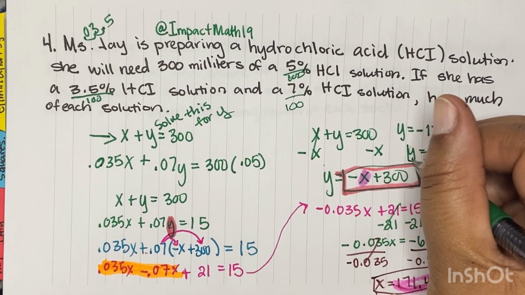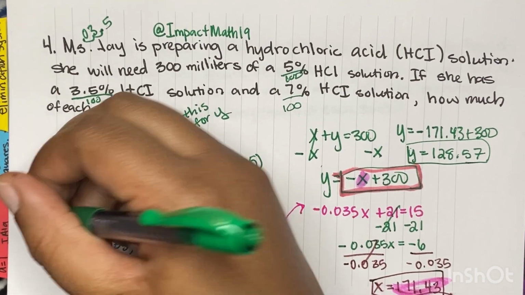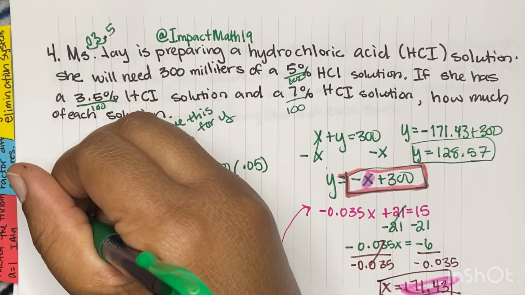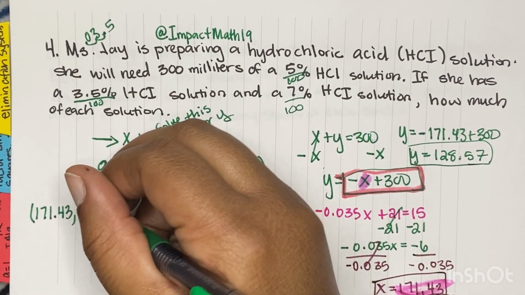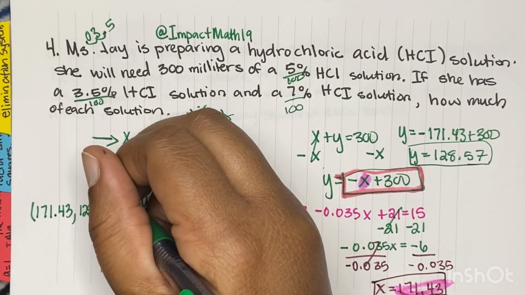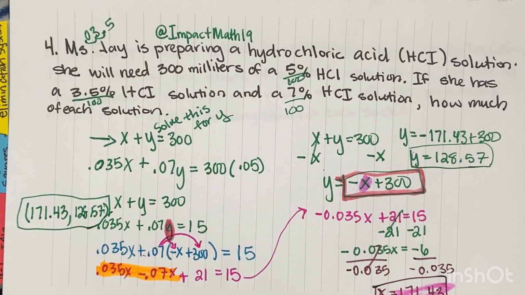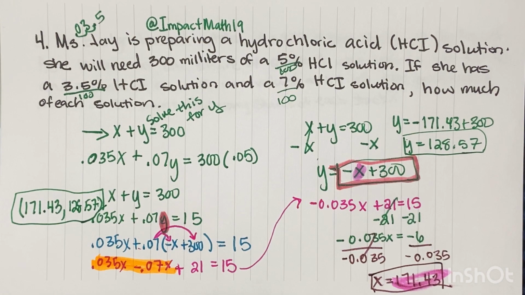milliliters. And so remember, you write your answer as a solution. So our solution is going to be our x first, 171.43, comma, 128.57. And this is our beautiful answer. All righty, this one was putting in work. All right, we got one more word problem. Pause the video here, try it, see if you get it, and let's go to the next.